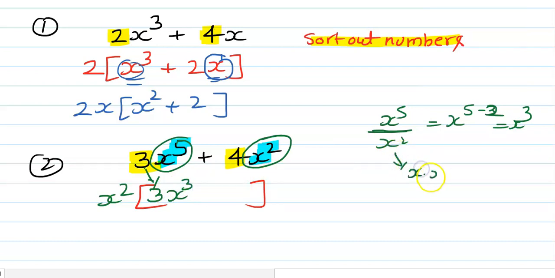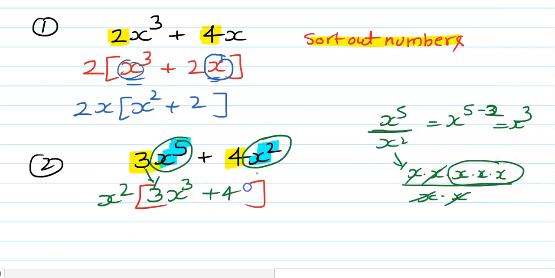X5 means there are 5 x's, 1 2 3 4 and 5, and x2, and you can cancel top x by bottom x, so x3 is left. Okay, so 4 is staying. X2 is already out, so the place is empty. You can write down 1 or don't write anything, it's okay. So 3x cube plus 4 is the answer.